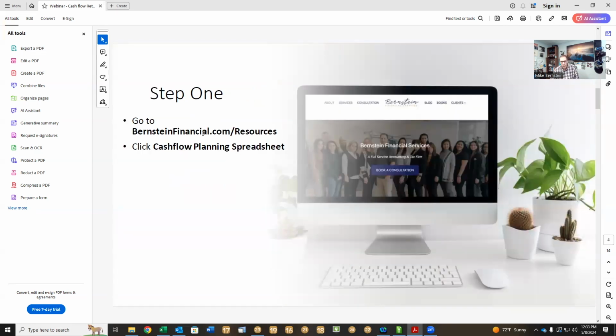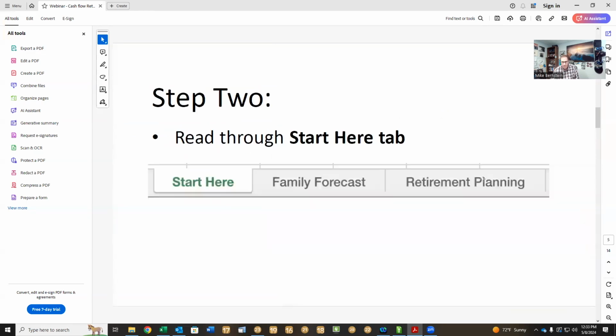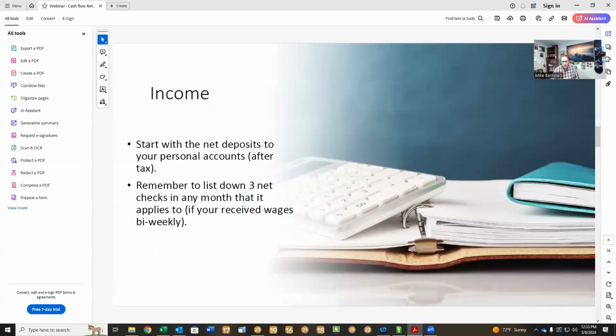Here's where you can go to find these spreadsheets. There's a picture of your team. Okay, that's what the tab looks like when you're downloading it or going to the spreadsheets.